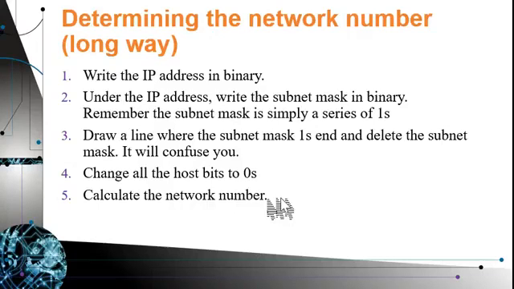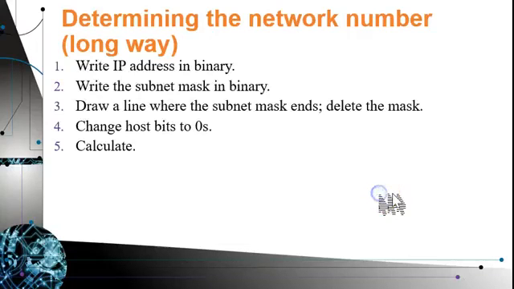You're going to draw a line where the subnet mask ones end, and you're going to delete the subnet mask. If you leave that mask up there and you don't draw a line through it, it is going to confuse you. Once you draw your line, which tells you what part is the network part and what part's the host, you don't need that mask anymore. It's done its job. Once we have that done, we're going to change all the host bits to 0, and we're going to calculate the network number. So I'm going to put a brief abbreviated part of those 5 steps right there so we don't forget them.